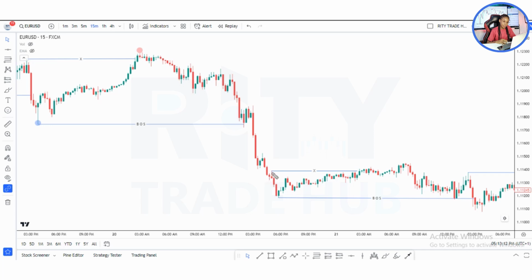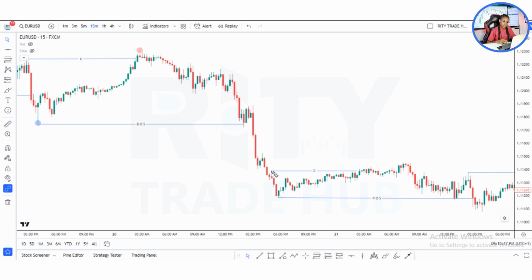Guys, if you have not watched my video on pullback, kindly watch the video. We have candlestick pullback, we have swing pullbacks. So you need to understand how to mark out these structures, pullbacks, inducement, liquidity, to be able to have proper understanding of what price is doing and also make informed trading decisions.